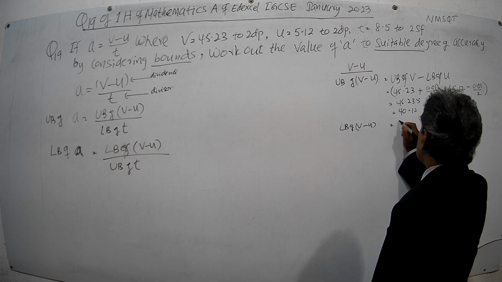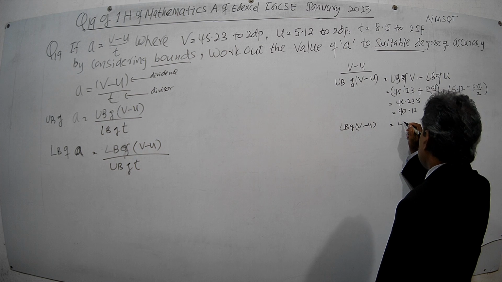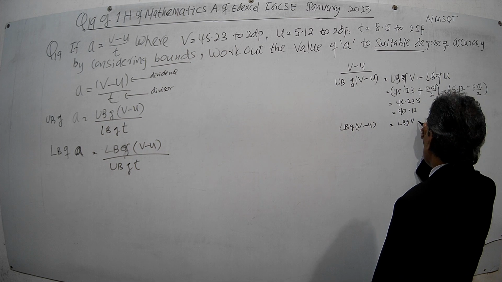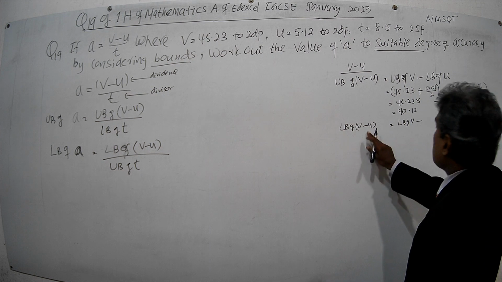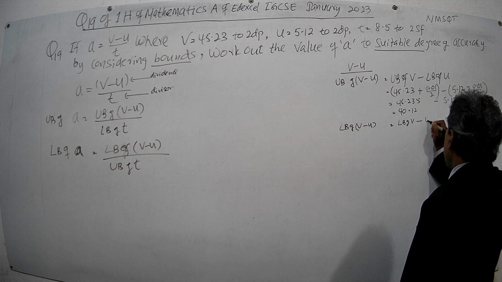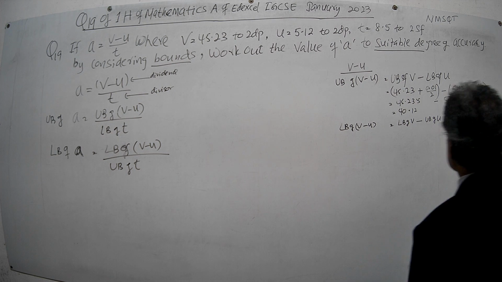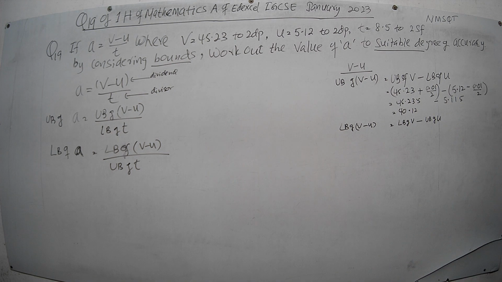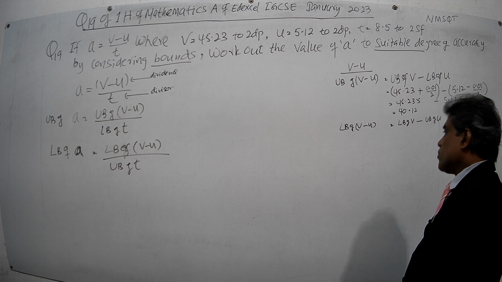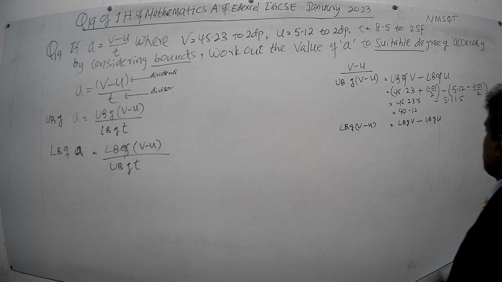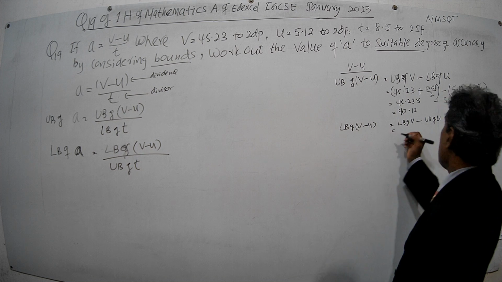Lower bound of the larger value, that is the lower bound of V, then minus the upper bound of U, the smaller value. Upper bound of what? U, that is the smaller value, right? So that is the way of finding the lower bound of a difference of two terms, right? Now we will see. First, the lower bound of V.